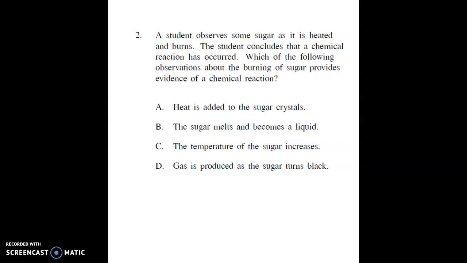A. Heat is added to the sugar crystals. B. The sugar melts and becomes a liquid. C. The temperature of the sugar increases. Or D. Gas is produced as the sugar turns black.